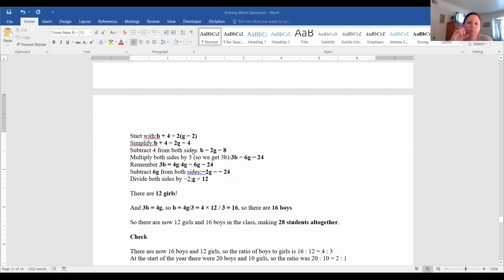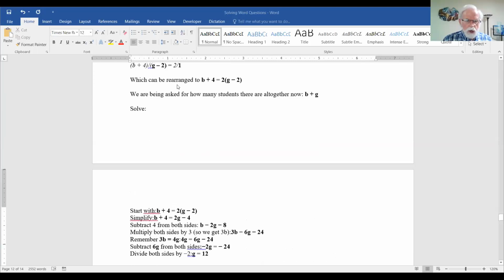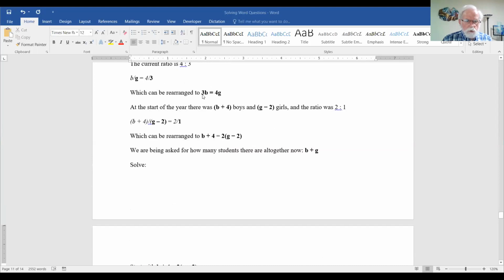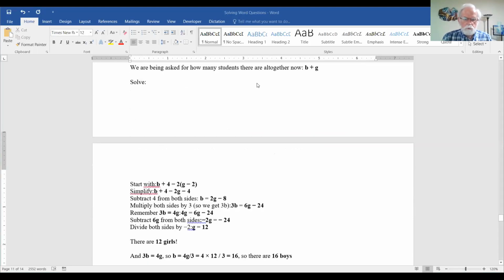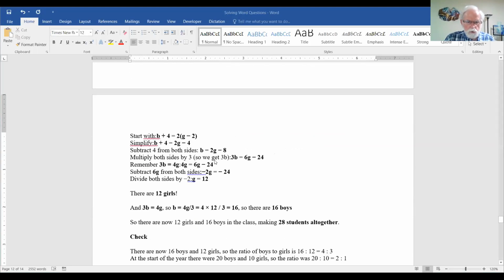Okay. So now we have this solution. Why do we multiply by 3? Because we know that 3b equals 4g currently. So if we multiply equation 3 on both sides by 3, then we get 3b is 6g minus 24.